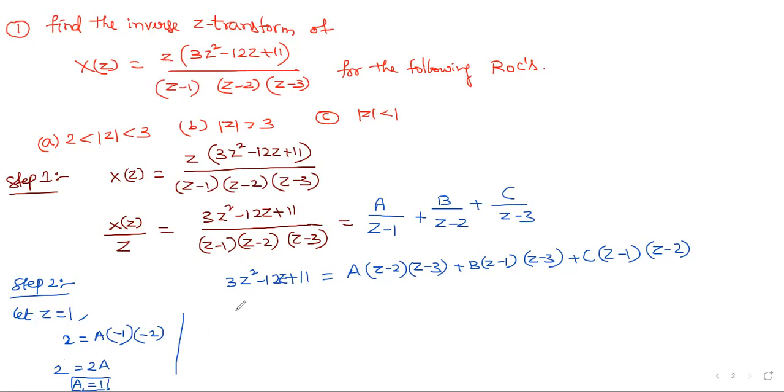Similarly, let z equal to 2. z square means 4. 4 3s are 12, 12 minus 12 2s are 24, plus 11. This term will become 0 and this term will become 0. Now B into 2 minus 1, that is 1, into 2 minus 3, that is minus 1. So what is the B value here? 12 plus 11, 23 minus 24, you get minus 1 is equal to minus B. So the B value is also 1.